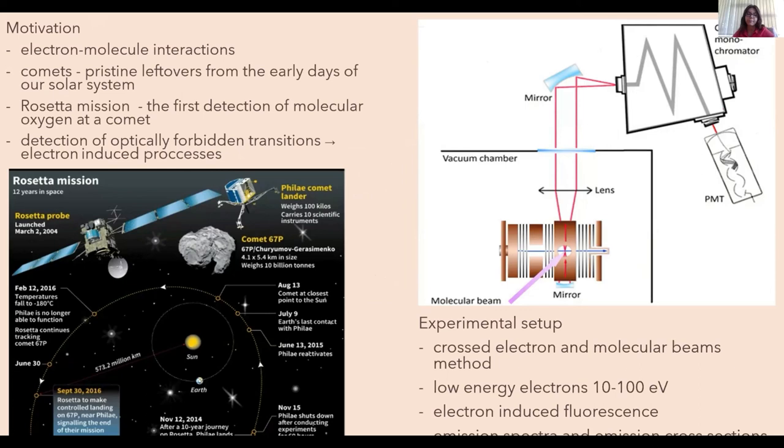The main motivation for our research was the spectroscopic data from the Rosetta mission, which was the first one to orbit a comet's nucleus. In particular, it was comet 67P Churyumov-Gerasimenko. The study of comets and cometary processes is of great importance, as they are relatively pristine leftovers from the early ages of our solar system. One of Rosetta's findings was the first detection of molecular oxygen at a comet, and as it gathered the spectroscopic data, it also detected the signal from optically forbidden transitions, which suggests that the cometary processes are not only photon induced, but also induced by low energy electrons.